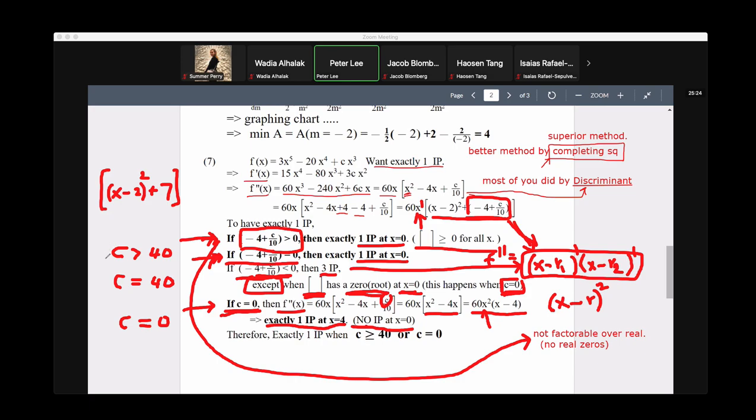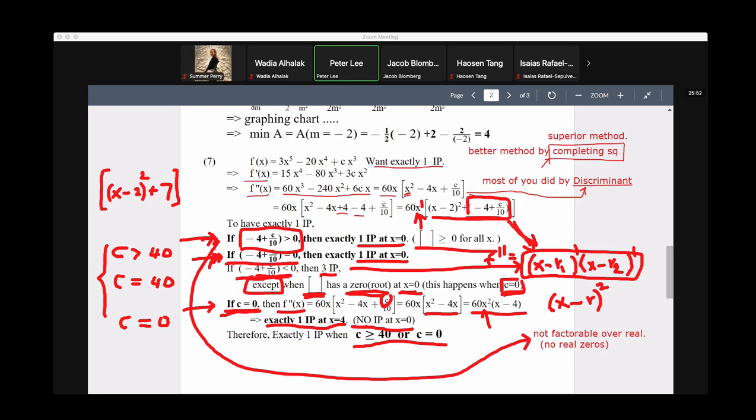So now we combine all of these things here. And so exactly 1 inflection point when c is greater or equal to 0 or x equals 0. So it's not easy. I think number 7 was probably the most difficult to solve theoretically. But anyway, that is number 7. It was very tricky, right?